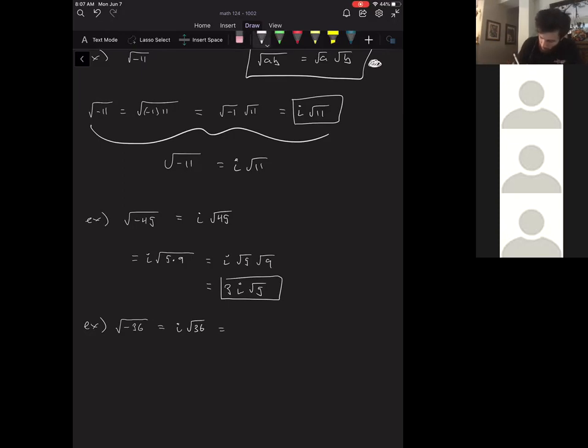So this is going to be i, and then we can rewrite 36 as 9 times 4. And then we can just use that property above. This is going to be i square root of 9 times square root of 4. And then this is just going to be equal to i, we know the square root of 9 is 3, so we put a 3 there, and we know the square root of 4 is 2, so we'll put a 2 there. So this is just going to equal 6i.